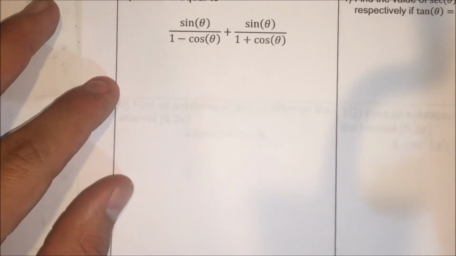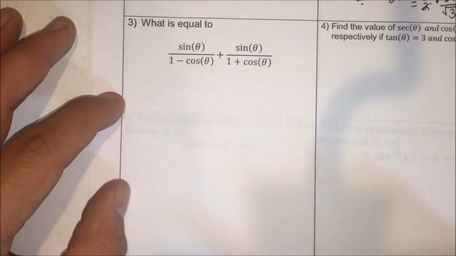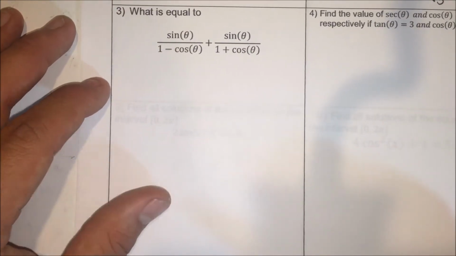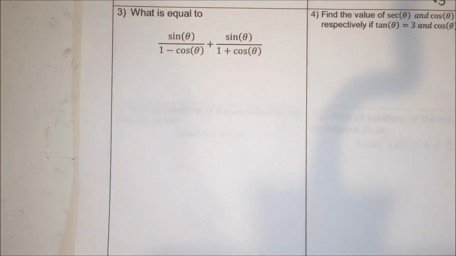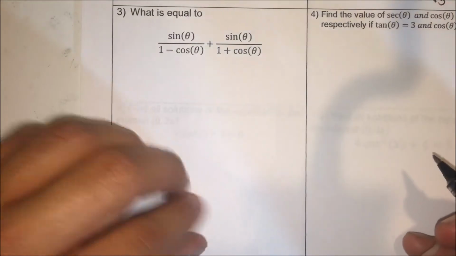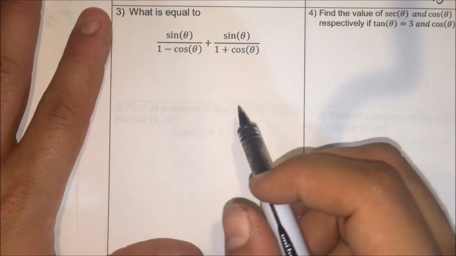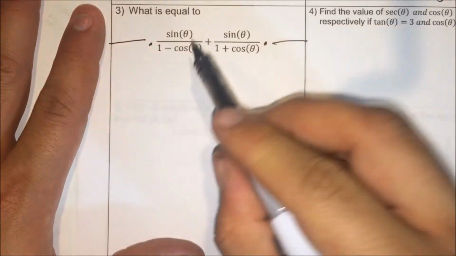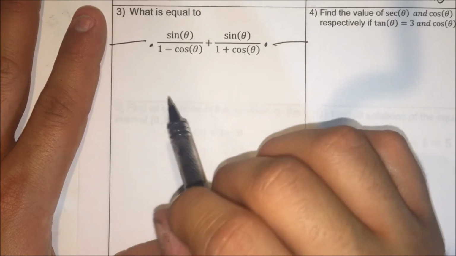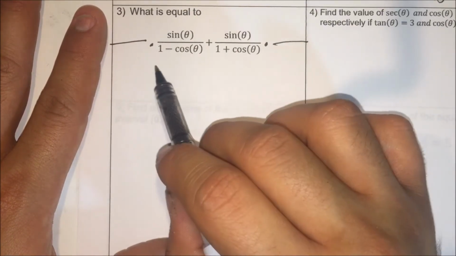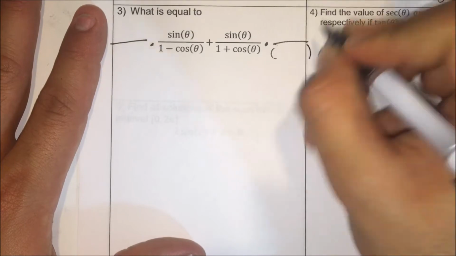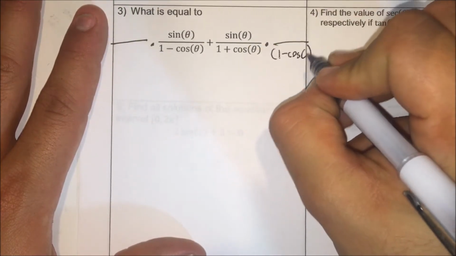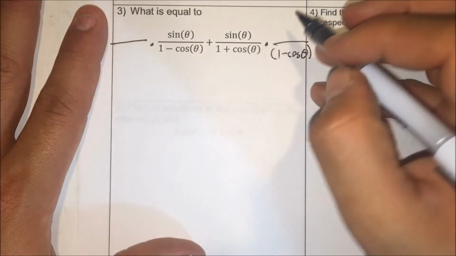Okay, let's look at number 3 now. We're asked, what is this trigonometric function equal to? You have to think, what do we need? We need a common denominator to do anything. To get a common denominator, we multiply each of these fractions by the denominator of the other fraction. Here we have 1 plus cosine, so we're going to multiply this by 1 minus cosine of theta, which is the denominator of the other fraction.